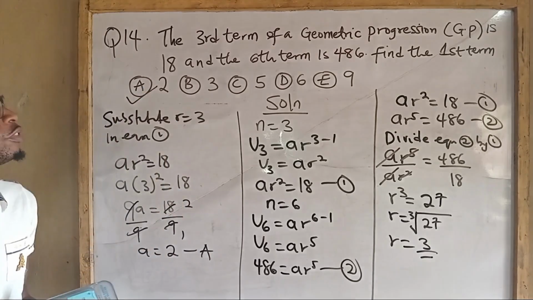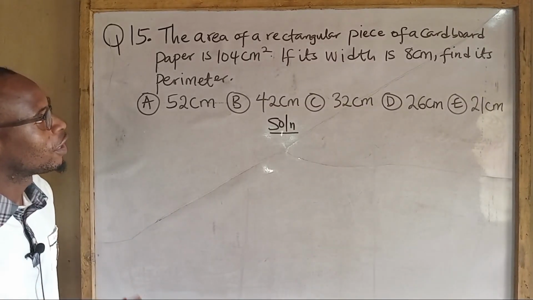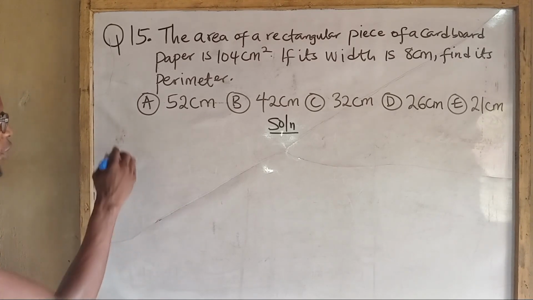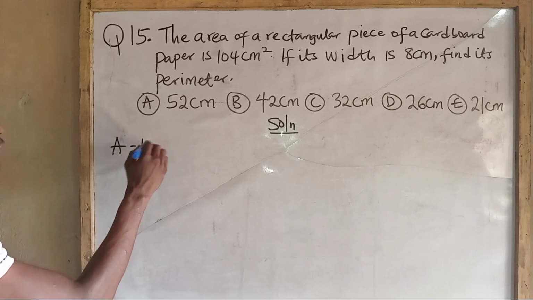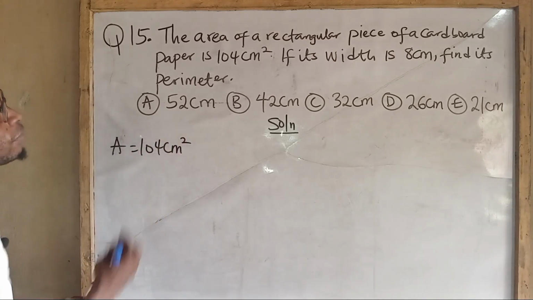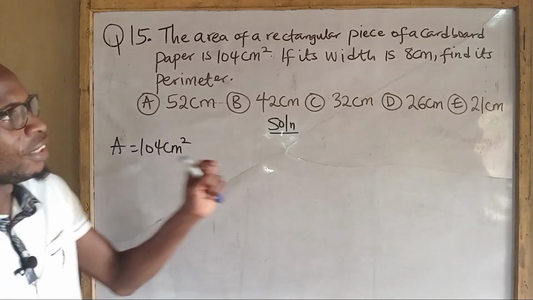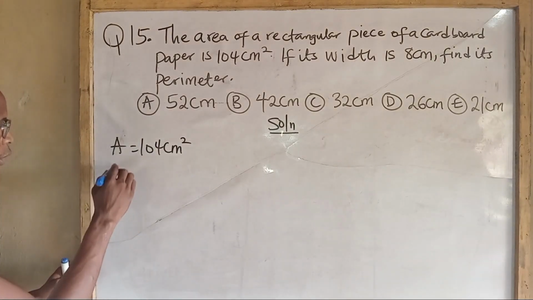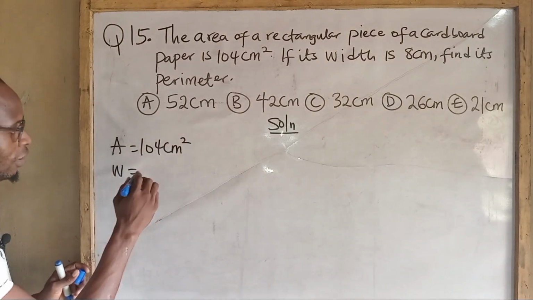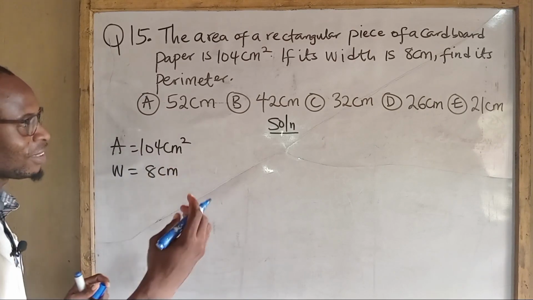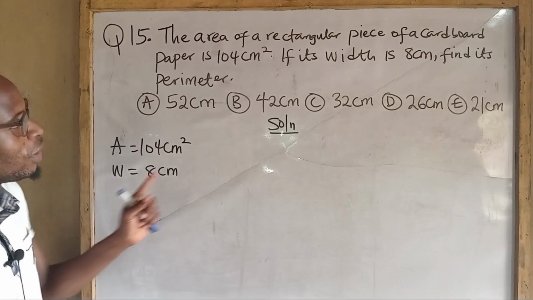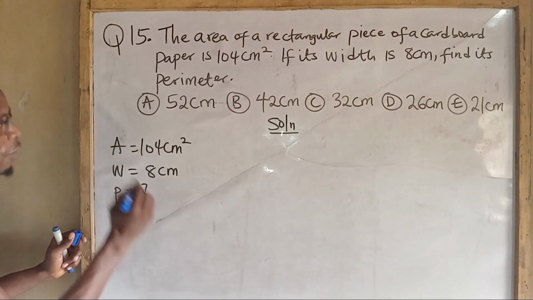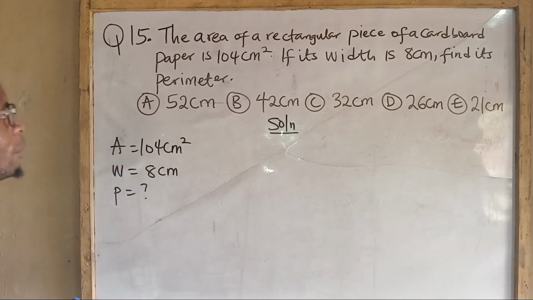So let's move to question 15. It says the area of a rectangular piece of cardboard paper is 104 centimeters squared. So area is equal to 104 centimeters squared. If its width is 8 centimeters, so this width is the same thing as breadth, okay? So W is the same thing as B. Don't forget that. But most of us are familiar with breadth. So the width is 8 centimeters. Find its perimeter. Of course, we are looking for the perimeter of that rectangular cardboard. Good.